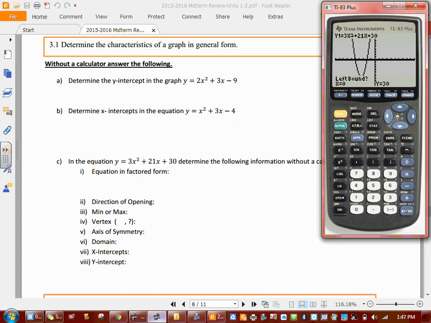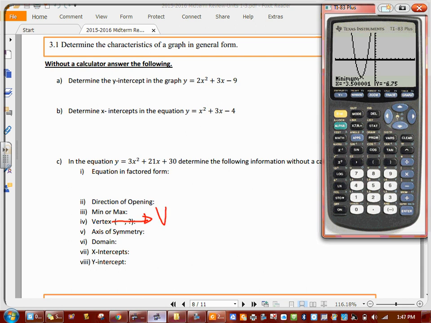So we already found the axis of symmetry, -3.5. Our minimum point now is -6.75. So now the rest of our vertex is going to be at -3.5 and -6.75. So we found our min point. The min point is the y value.